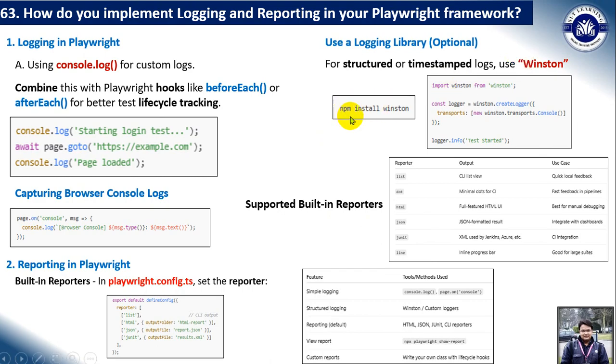So for that, you need to install Winston using npm install winston, and once it is installed, in your test case you can import it. This is the method: you first need to create the logger. So you create a logger equal to winston.createLogger, and this will create the transport layer logger, and then you can use this logger to put .info, .error, and all those kinds of information.